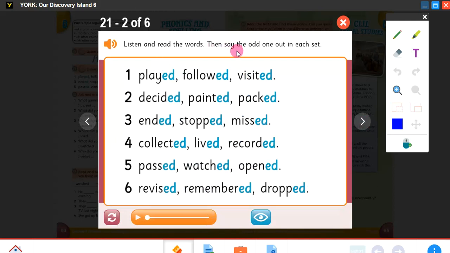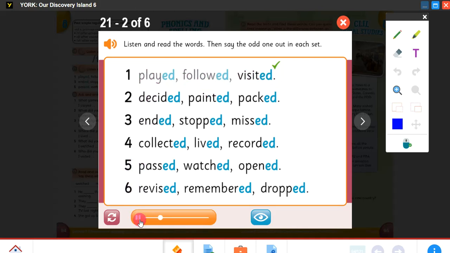Listen and read the words. Then say the odd one out in each set. Odd one means the different one. So which one is the different? Let's listen to the first one. Number 1: played, followed, visited. Visited is the different one because it's an id sound, while played and followed are the d sound. Here we have d, and here it's the id sound, visited. Number 2.